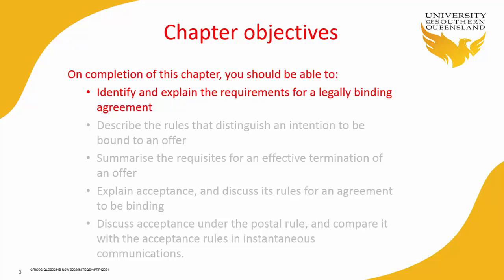So our first objective for today, the chapter objectives are of course on page 205, and we started the first out of 5 that asks us to identify and explain the requirements for a legally binding agreement. So these are the requirements for an agreement, but this agreement is legally binding. Okay.